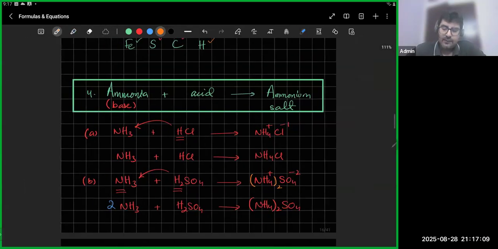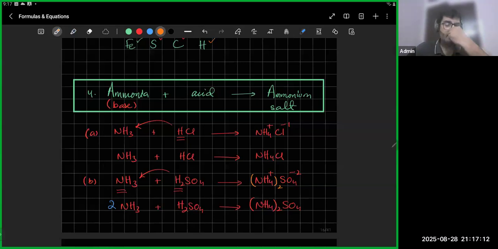Remember, we did 4 reactions. There were 4 bases: oxides, hydroxides, ammonia was a base, and carbonates were basic. So ammonia over here is a base, that is NH3. What happens is NH3 accepts H+ coming from the acid, because it's a base. And what happens to it? It becomes NH4+, right? So all these NH3s, because they're basic, will accept H+ ions. And when they accept H+ ions, they become NH4+, right?